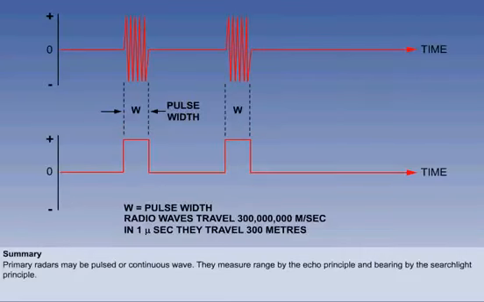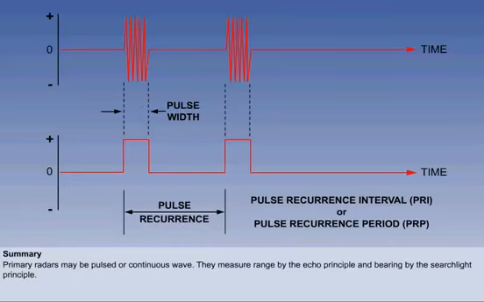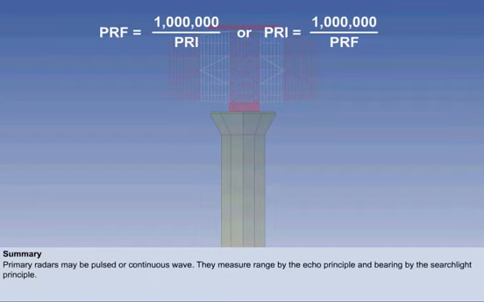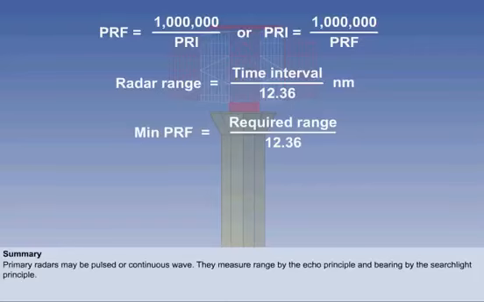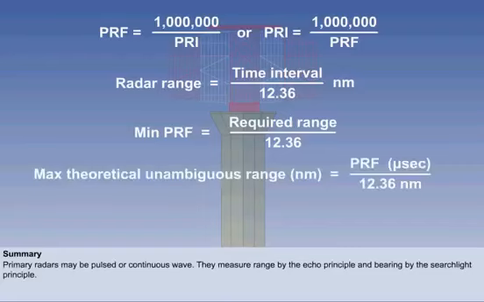Pulse width or pulse length is the length of each pulse, usually measured in microseconds. Pulse recurrence interval is the time between each pulse, again usually in microseconds. Pulse recurrence frequency is the number of pulses in a second. Pulse recurrence frequency and pulse recurrence interval are inversely proportional to each other. The radar range is the time taken for the echo to return divided by 12.36, the figure used for the radar mile. Therefore, the minimum pulse recurrence frequency for a given range is found by dividing the required range by 12.36. The maximum theoretical unambiguous range is determined by the pulse recurrence frequency.